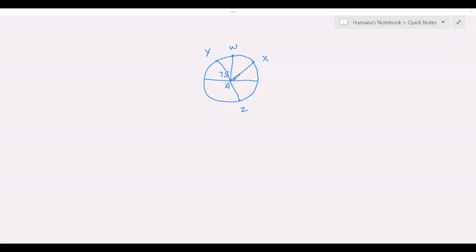So first of all, they said we have to find the sum of AW. First of all, we have to find what will be the length from this A to W. Can you tell me? Would it be whatever half of 75 is? Exactly. Because the diameter is 75, so the radius will be 75 by 2, which will be 37.5, right?